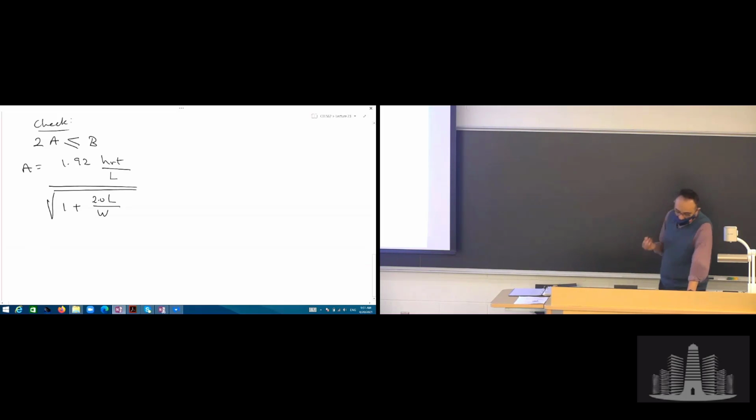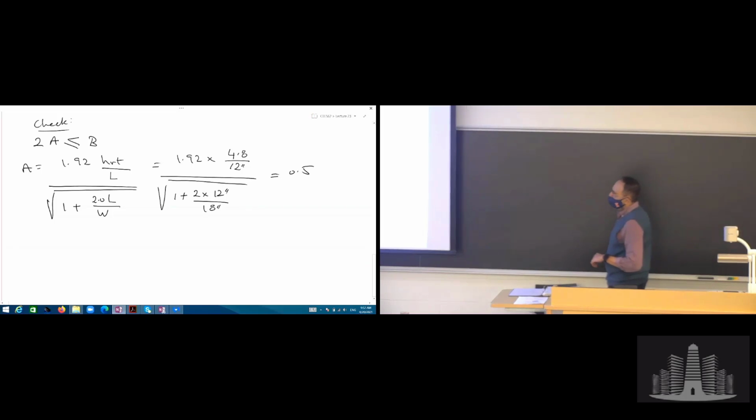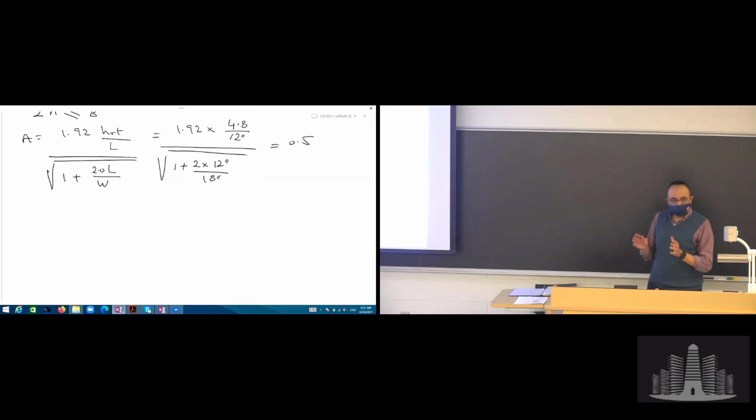Okay, so let's substitute with what we know. That will be 1.92 times the full thickness, 4.8, divided by the length of 12 inches, divided by the square root of 1 plus 2 times 12 inches divided by 18 inches. And the answer here is 0.5. We got the A. Now, let's look at the B. And of course, there are a lot of references if you're interested to know more about where these expressions came from and the research behind them, for these stability checks for the bearings.